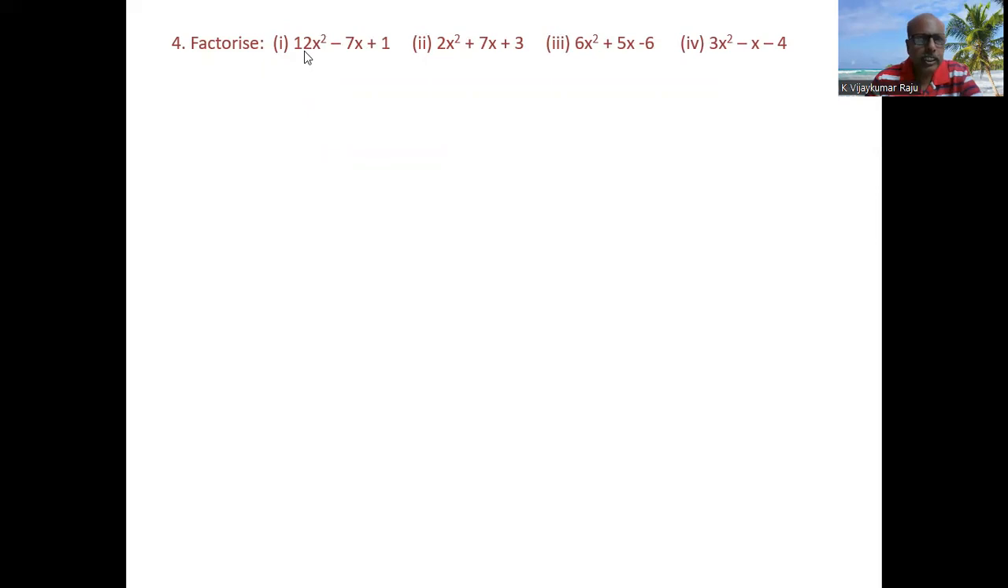Factorize 12x squared minus 7x plus 1. This is the first one.